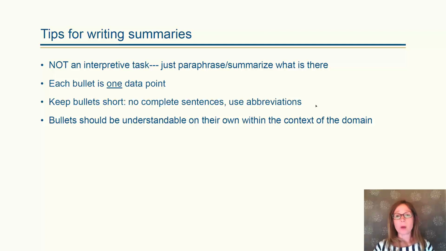Each bullet is one data point. This is really important. Think of it like a data nugget, just one per bullet. And you want to keep your bullets really short, so no complete sentences. Use abbreviations that your team uses and knows, and keep them really, really succinct. So the bullets should be as short as they possibly can be, but still be understandable on their own within the context of the domain.